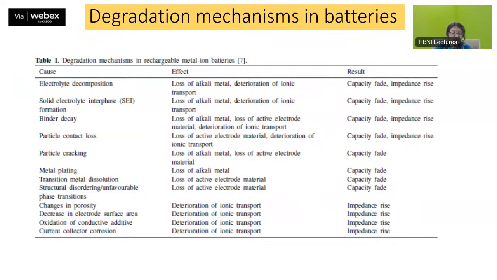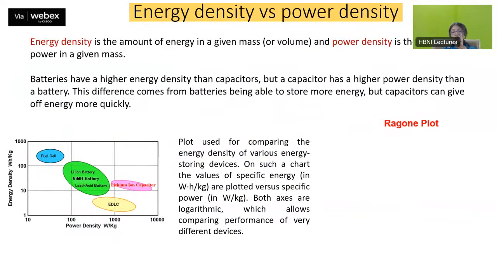Oxidation of the conductive additive, if it takes place, then again there is going to be an increase in the impedance. If you corrode your current collector, in that case also you will find the resistance increasing. So there are various degradation mechanisms which occur in the battery. By these different testing techniques, you will be able to find out what exactly is going wrong with the material which you are testing.